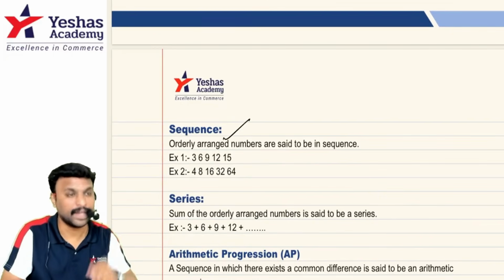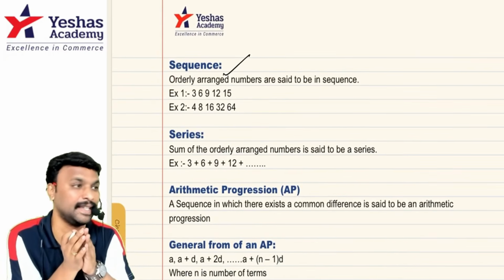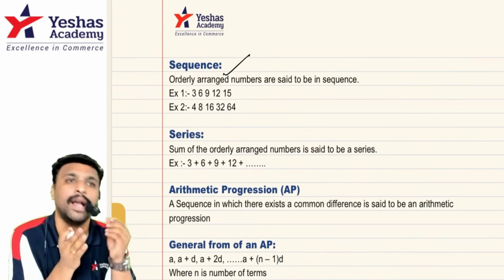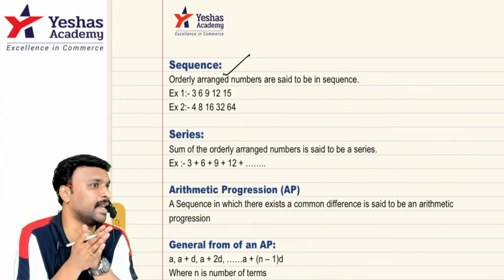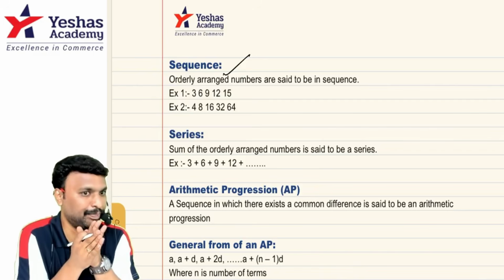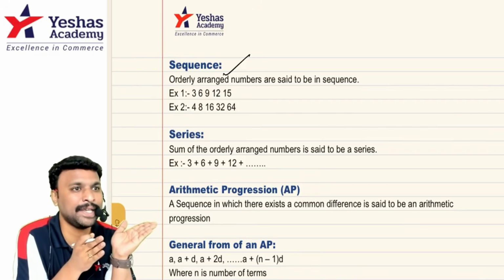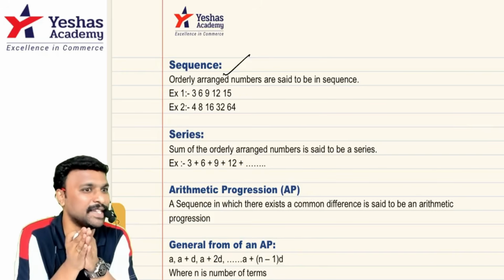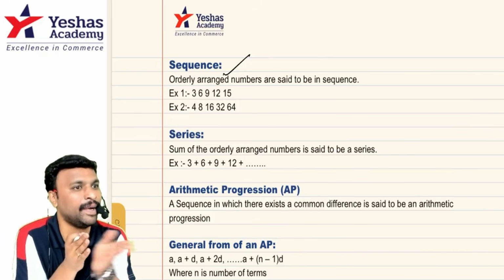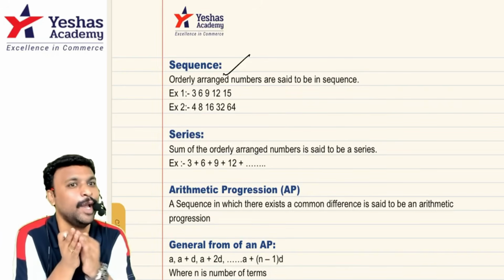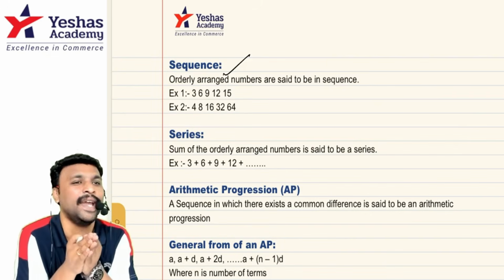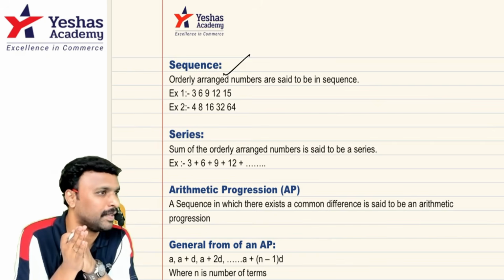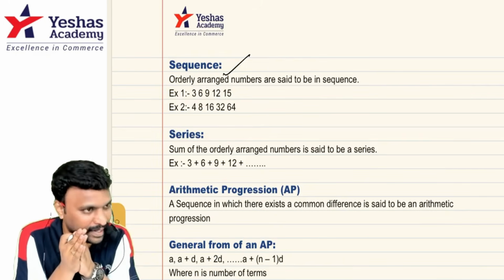Guys, let's start with the concept of sequence. Sequence is not something new for you. You have seen sequences in number series. AP and GP are sequences only. In an AP, a common difference exists. In a GP, a common ratio or common multiplier exists. It's not something new to you. You've seen that in number series.